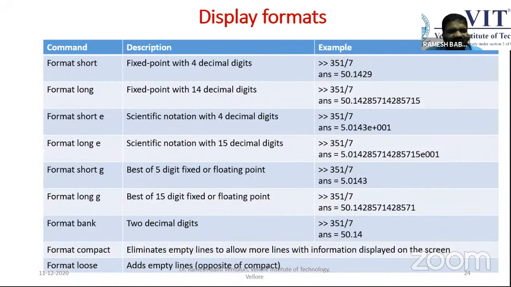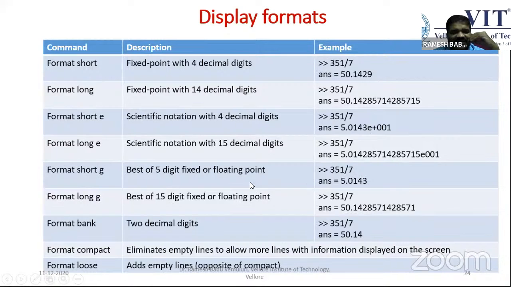So format short is the fixed point with 4 decimal points. This is the normal default. If you do any operation, normal divisions and multiplication will come like this. And format long E is 14 decimal digits. Again, format short E has 4 decimal digits. If you put E, then obviously it will come like an exponential.